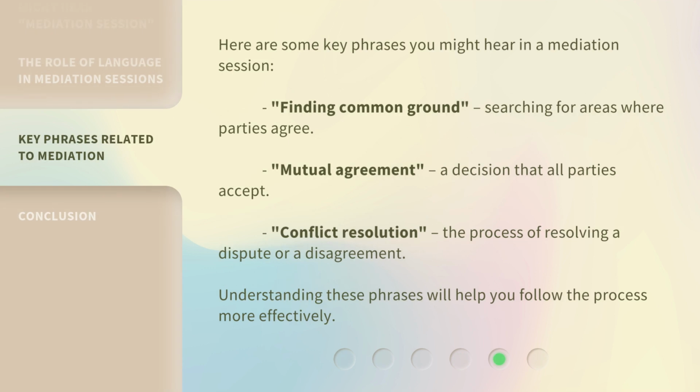Here are some key phrases you might hear in a mediation session. Finding common ground, searching for areas where parties agree. Mutual agreement, a decision that all parties accept. Conflict resolution, the process of resolving a dispute or a disagreement. Understanding these phrases will help you follow the process more effectively.